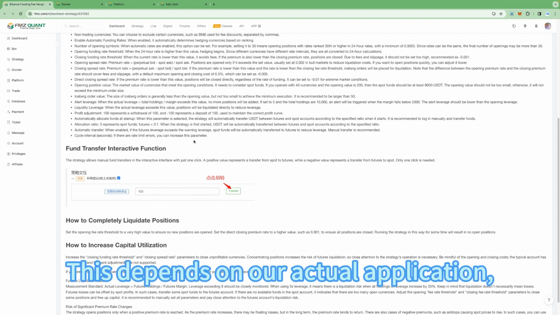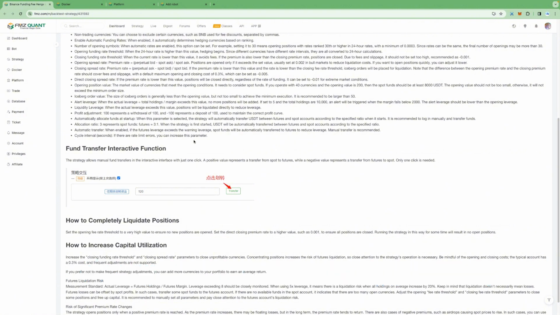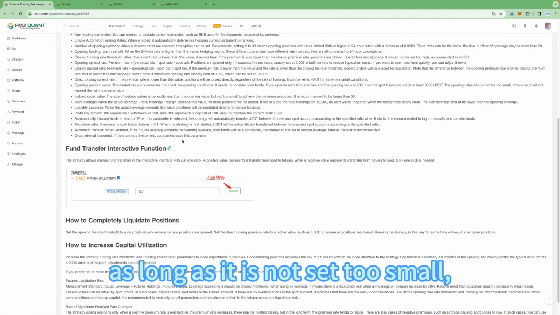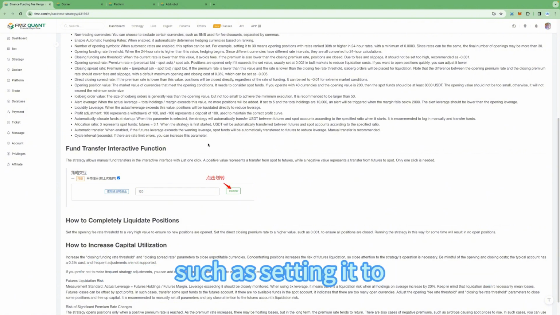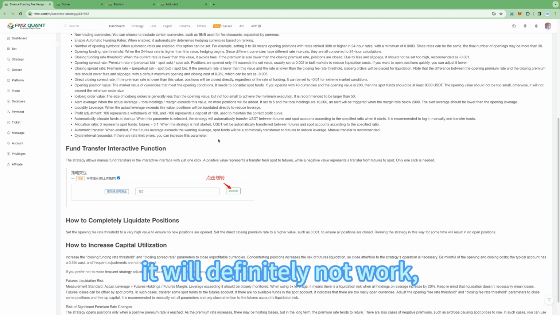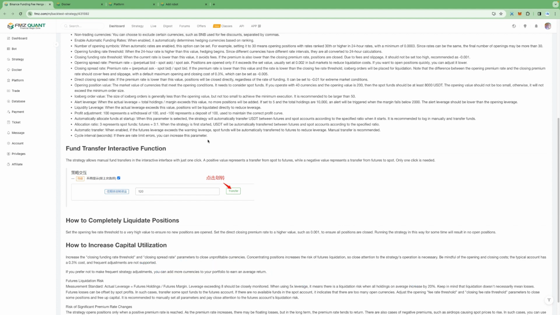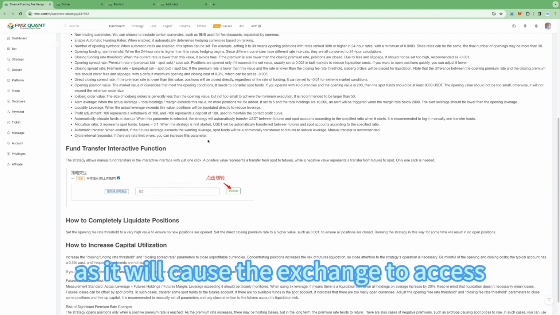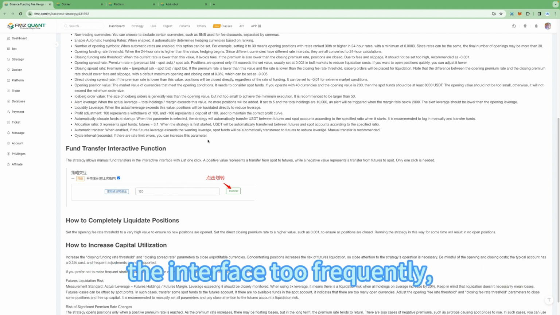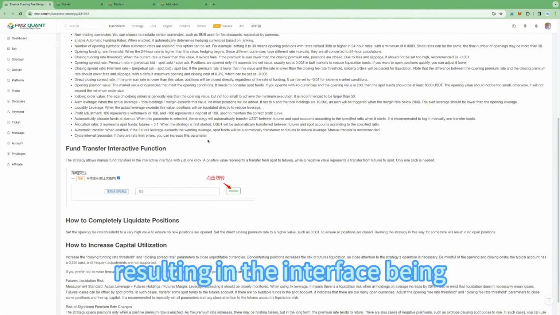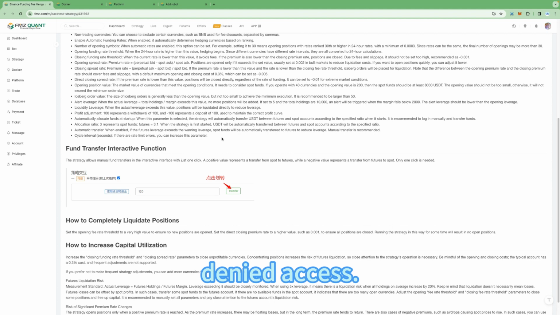This depends on our actual application. As long as it is not set too small, such as setting it to 0 seconds, it will definitely not work, and it will cause the exchange to access the interface too frequently, resulting in the interface being denied access.